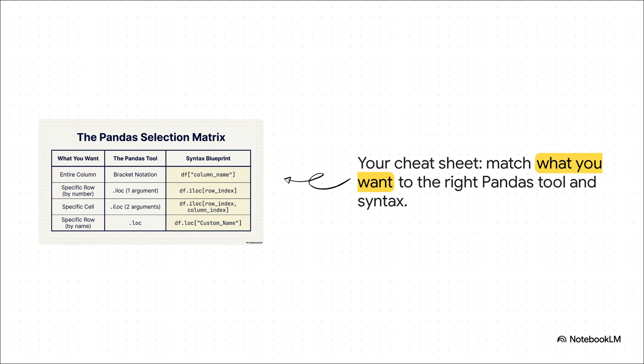Think of this as your personal cheat sheet. On the left, you've got what you need to do. Grab a column, a row by its number, a single cell, or even a row by its custom label. And on the right, you get the exact Pandas tool and the syntax blueprint to make it happen. Seriously, you're going to want to screenshot this or keep it handy.